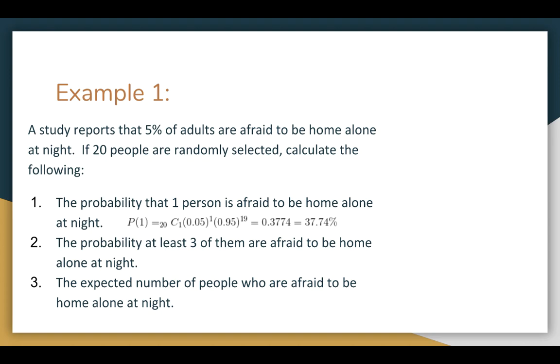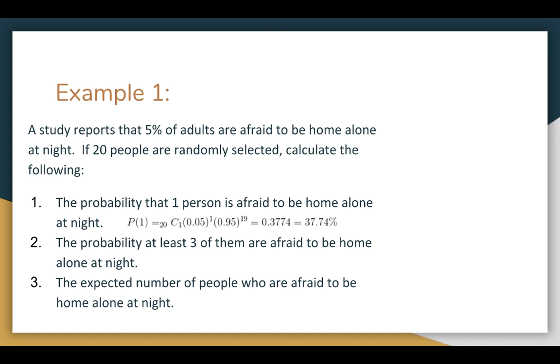We could do anything from 0 to 20. In fact, in the second question, we'll do 3 to 20. But the 5% and the 95% don't change. There's the 5% chance for the first person, 95% chance for the next 19 people, and then 20 choose 1 cases. So there are 20 ways that you can pick one person from a group of 20 to be afraid.